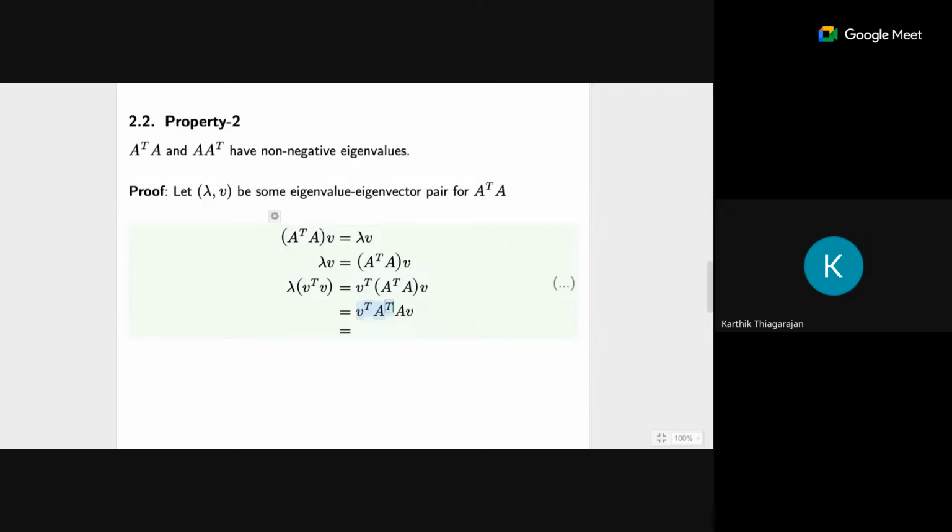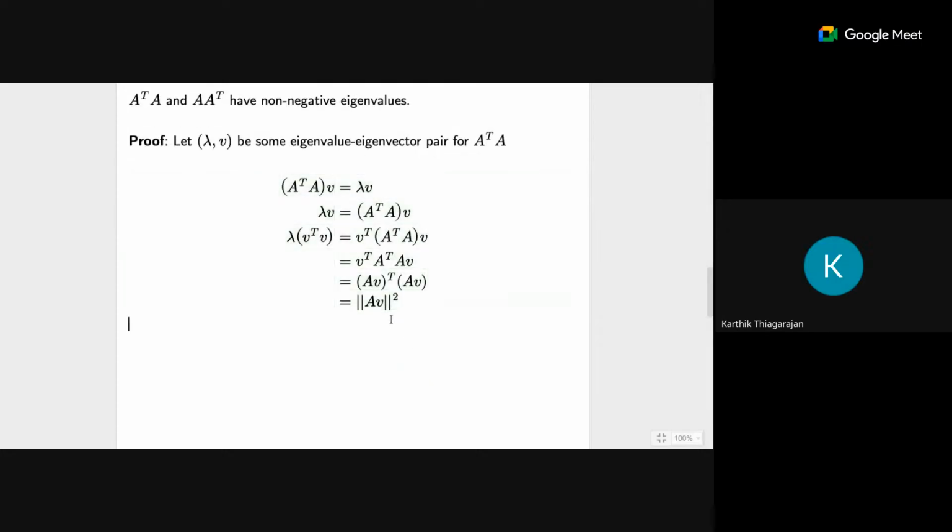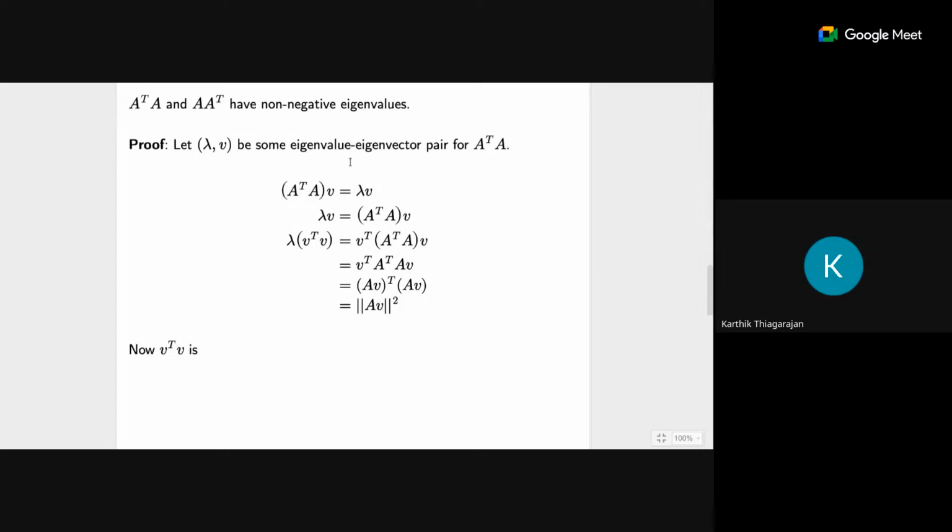What is this together? It's (Av) transpose (Av). And what is something transpose something? It's the norm squared. Remember, x transpose x is the norm of x squared. Now v transpose v is positive because that is also norm of v squared, and v is not equal to 0. It's an eigenvector, so v can't be 0. And norm of Av squared is the length of some vector, so it's also non-negative.